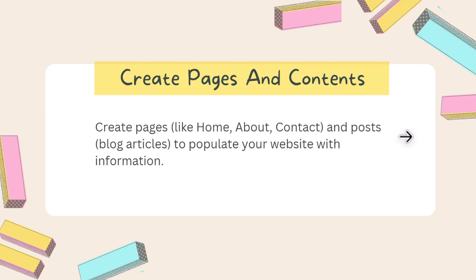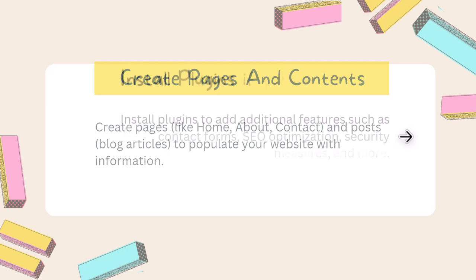When you want to create a blog, what you need is post. You need to post articles from your post section of your WordPress to populate your website with information. So that's how to create pages and content.